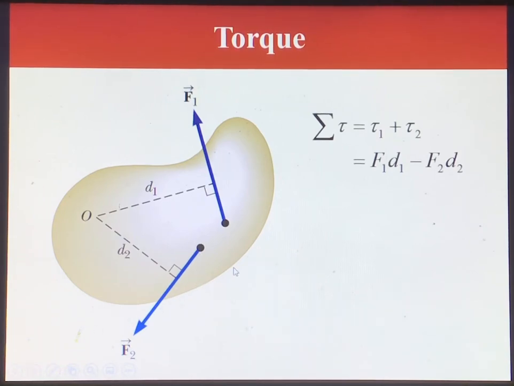So again, the key point that you want to remember here is that there are two types of torques. There is a counterclockwise torque, which is considered the positive torque, and there is a clockwise torque, which is the negative torque.